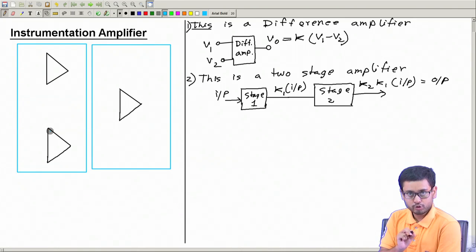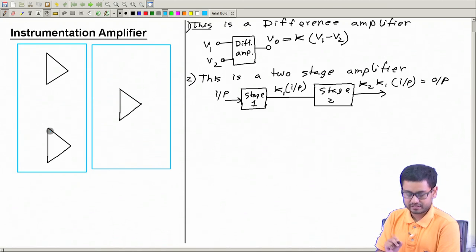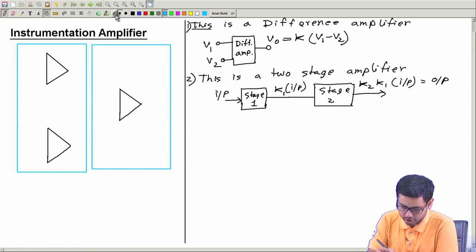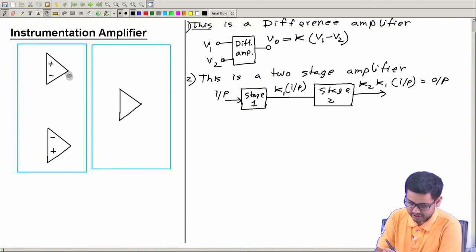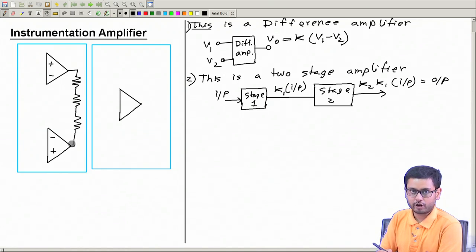Later when I do more derivations, when we understand its function, then you will see you do not have to remember it. You can make it on your own. Right now, I will just tell you how to remember it. So, let us put plus minus signs, plus minus minus plus. From their output, you take a potential divider with 3 resistances, 1, 2 and 3.